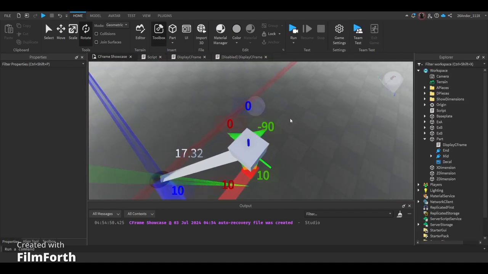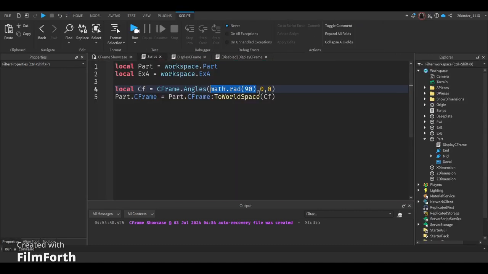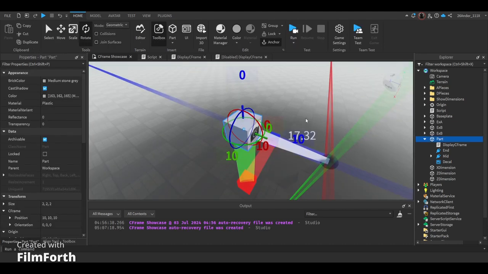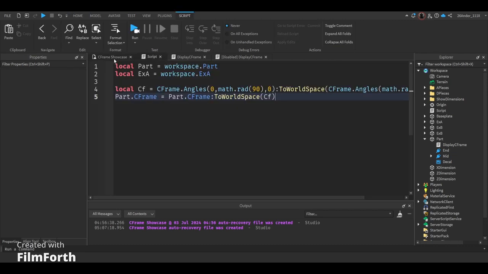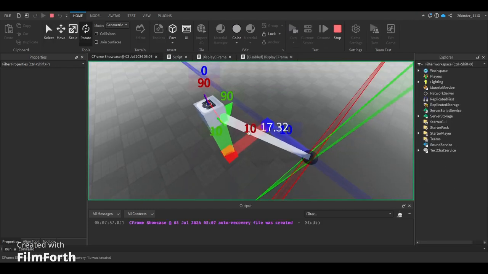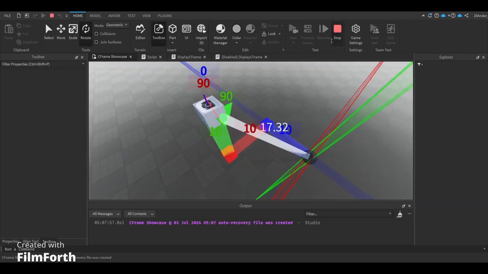And rotation's weird because the order you rotate things matters. Let's say I want to move both the part and the rotation. I want to change both. Well, I'll just get part. If I want to change the rotation first, I would do part.CFrame, change the rotation. Actually, let me just see what this does first. Okay, it does that.